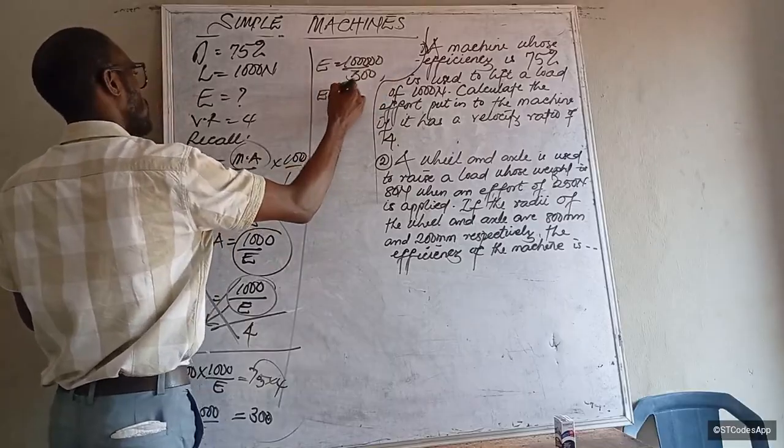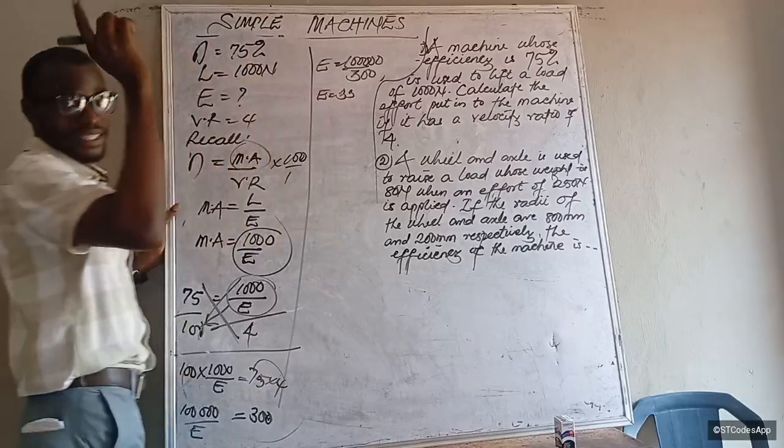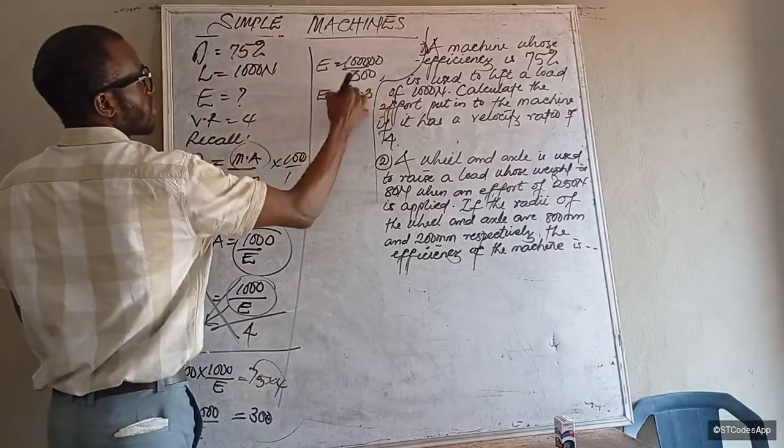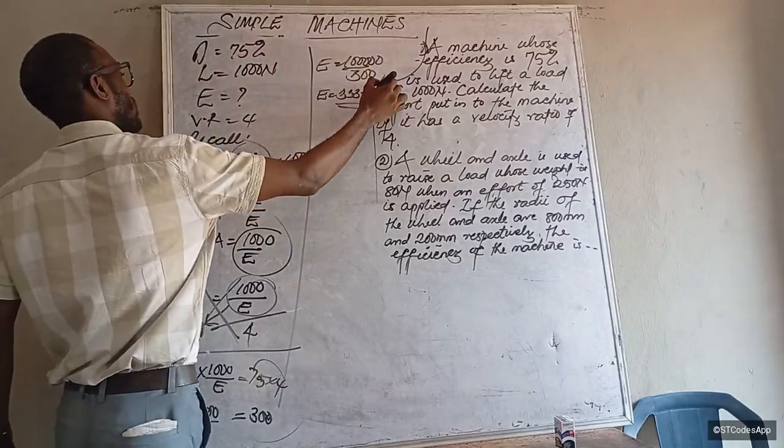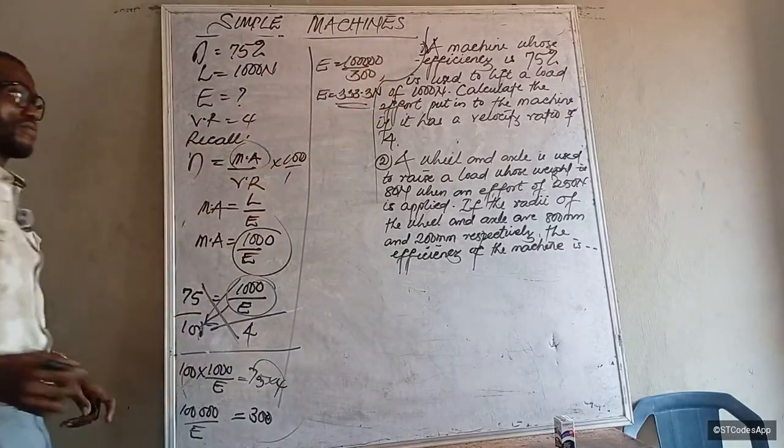So E is 333.3. What's the unit? Newton, because it's a force.